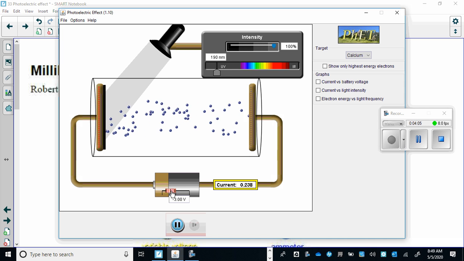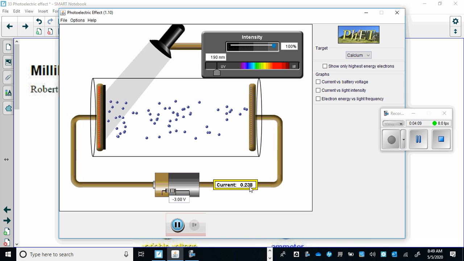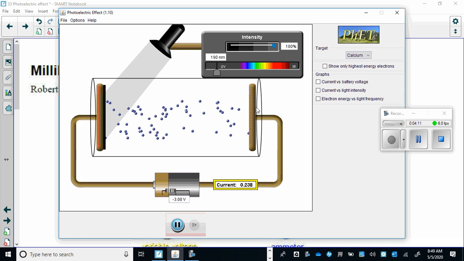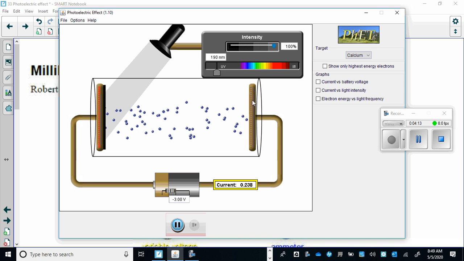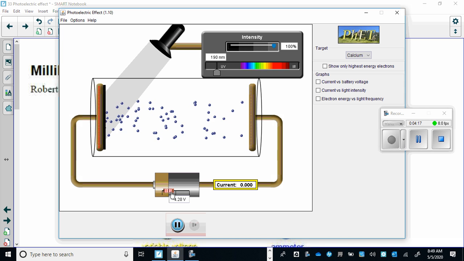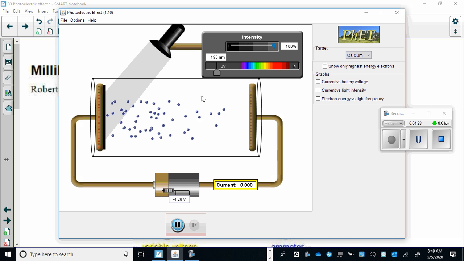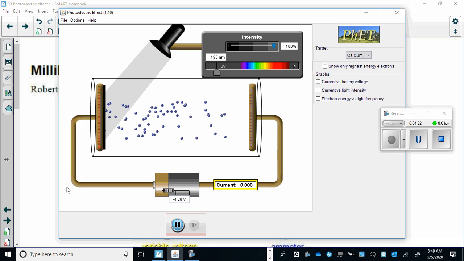If we continue increasing that, you can see that the current is going down. Now, why is the current going down? That's because fewer electrons are reaching the negative plate over here. So the current's going down, and eventually we're going to get to a point, there it is. We reached a point at 4.2 volts where there is no current, and even the electrons with the greatest amount of kinetic energy don't have enough energy to make it over to this plate and complete the circuit.